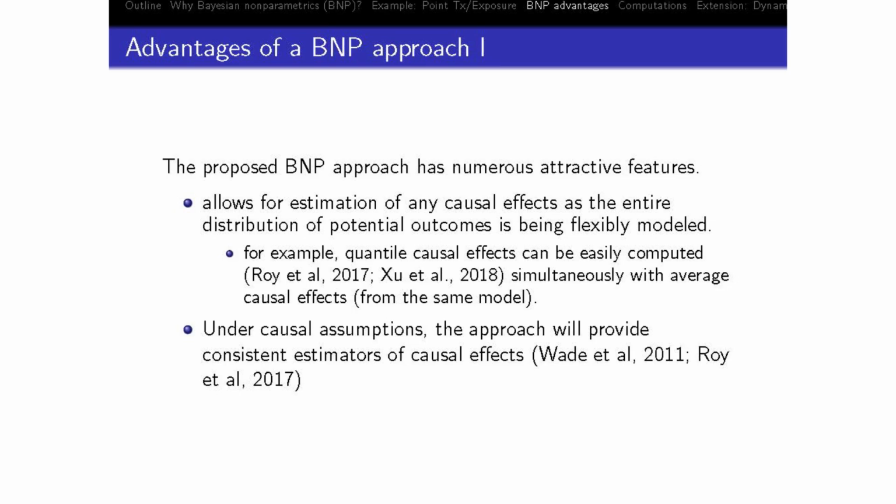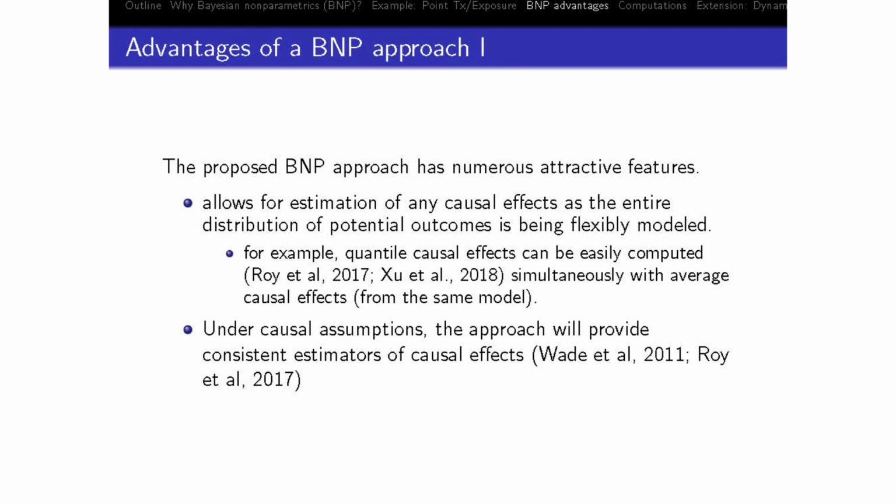So what are some advantages of using this Bayesian parametric approach? I talked about it a little bit earlier, but I'll go into more detail. It's going to allow estimation of any causal effects, because we're actually estimating the entire distribution of the potential outcomes, not just a mean or a quantile or whatever the case might be. So you can get quantile causal effects, you can get average causal effects, they'll all fall out of the same model.